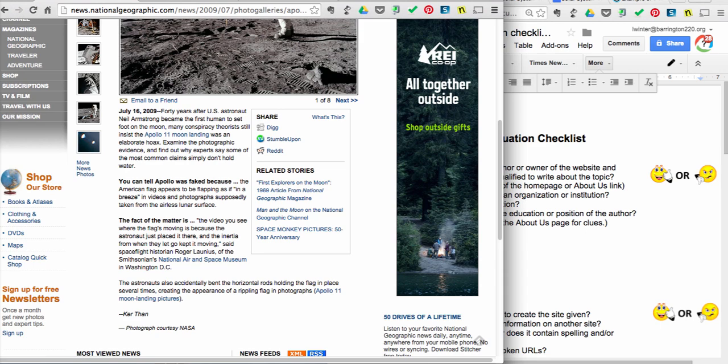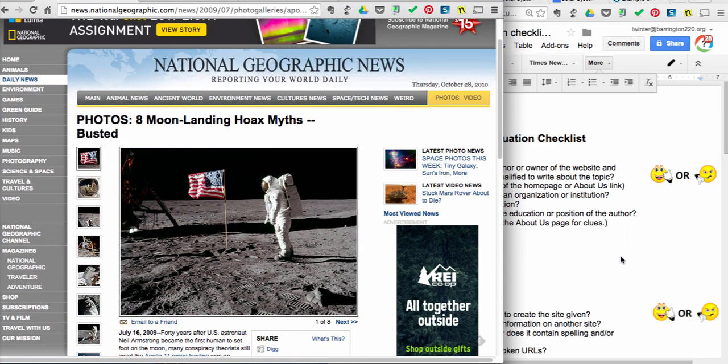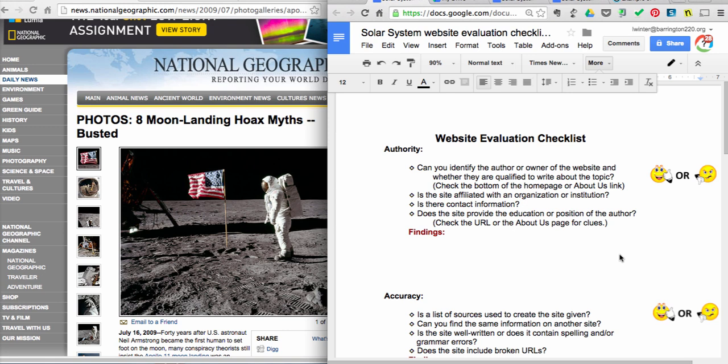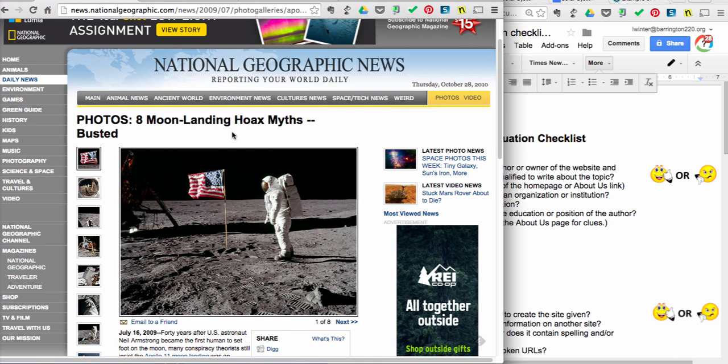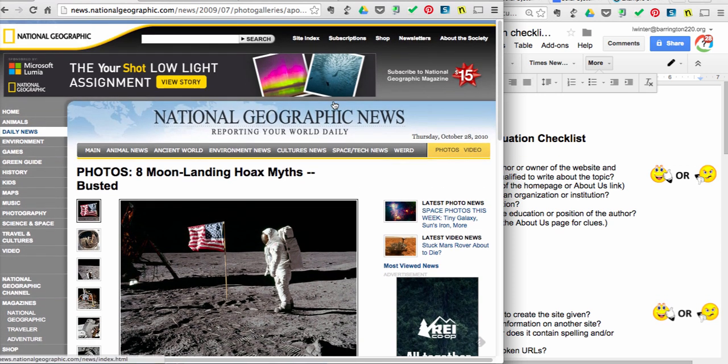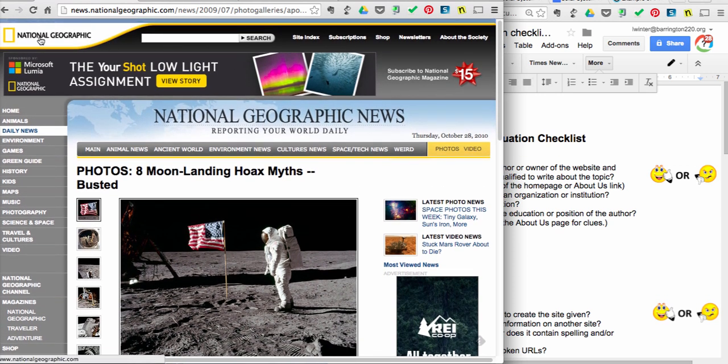In this tutorial, we are going to evaluate a website and figure out how to fill in our website evaluation checklist. The first criteria we're going to look at is who is the author of the site. As you can see here, we have National Geographic News as the author. Up in the logo, it also says National Geographic. This is evidence to show that this is a well-known company, and we know that it's trusted for its factual information that they provide. Therefore, I would consider this an authoritative site.